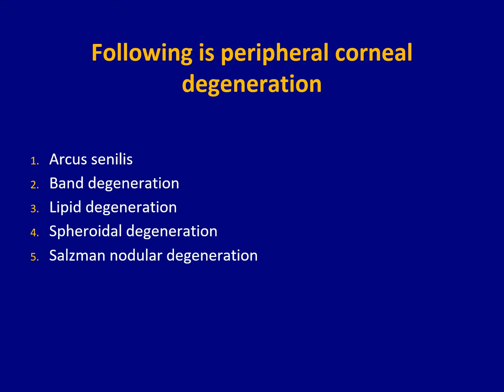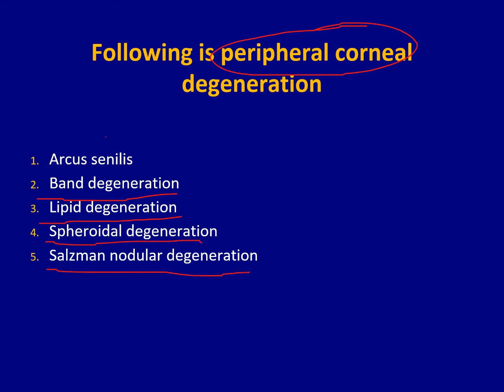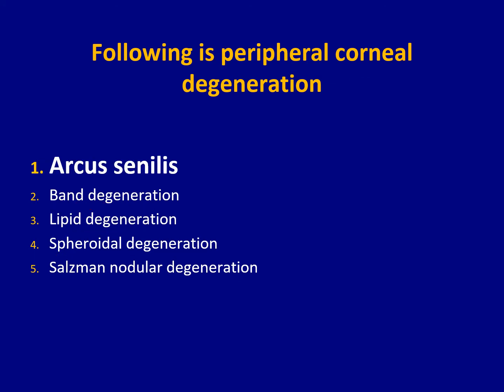Following is the peripheral corneal degeneration. Remember, this time we are looking for the peripheral degeneration, not the central. So we know the band degeneration is central, lipid is central, spheroidal is central, and Salzmann nodular is central. So the only one left is arcus senilis. So that must be the answer. Yes, arcus senilis is the answer.